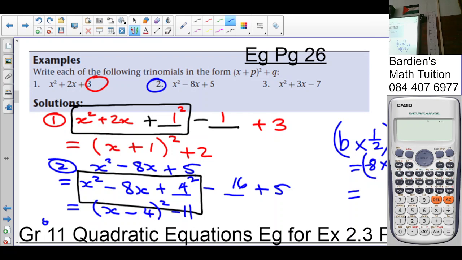Why do you think I haven't changed that to 16 and left it as 4 squared? You could have changed it to 16 if you wanted. However, we know that whatever that square number is, it will be that number there. So if you want to write 16, no problem. It will give you the right answer.